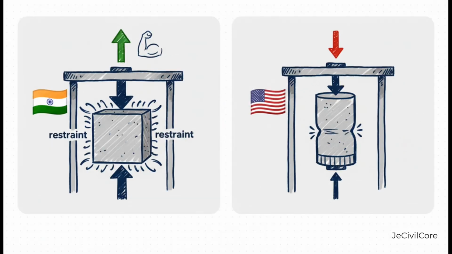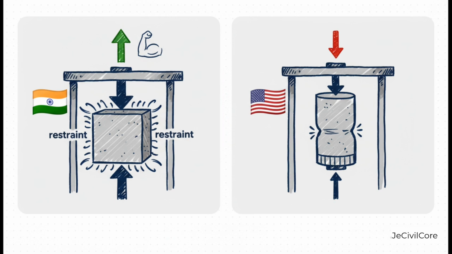Now here's where things get really interesting. In India, we use a cube. In other places, like the US, they use a taller cylinder. You'd think they would give the same result, but they don't. The cube actually gives a higher strength reading. And the reason for this is something called frictional restraint. Imagine this. The steel plates of the testing machine are pressing down on the cube. As they squeeze it, they also grip the top and bottom surfaces, preventing the concrete from expanding outwards like it naturally wants to. This confinement, this gripping action, artificially adds to its strength.